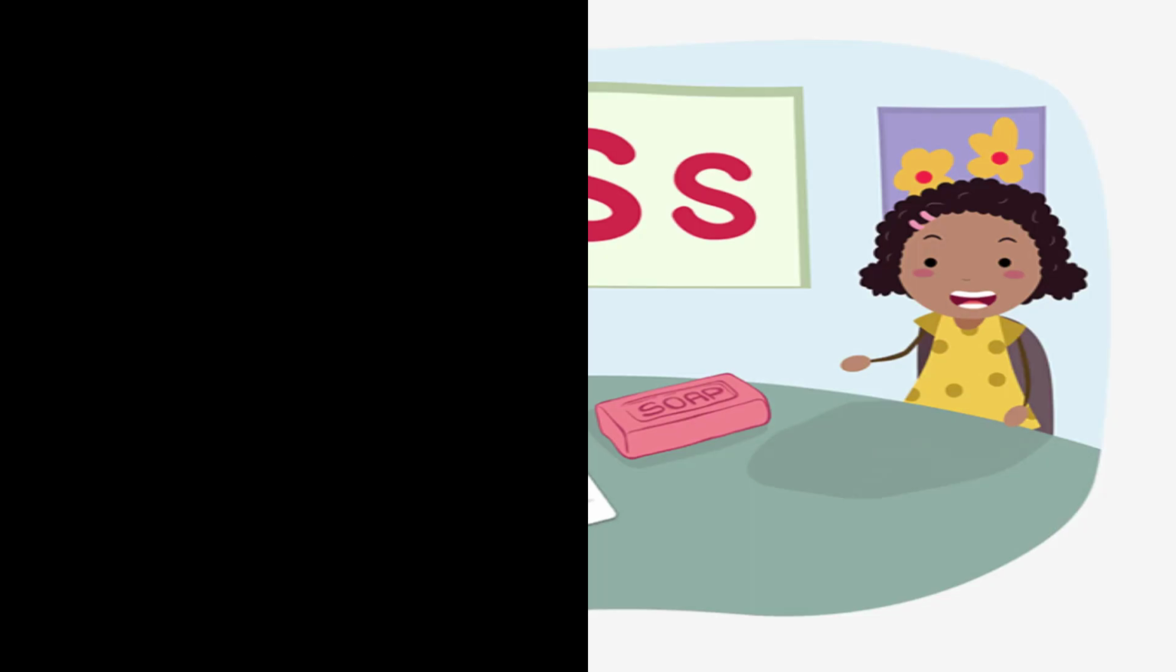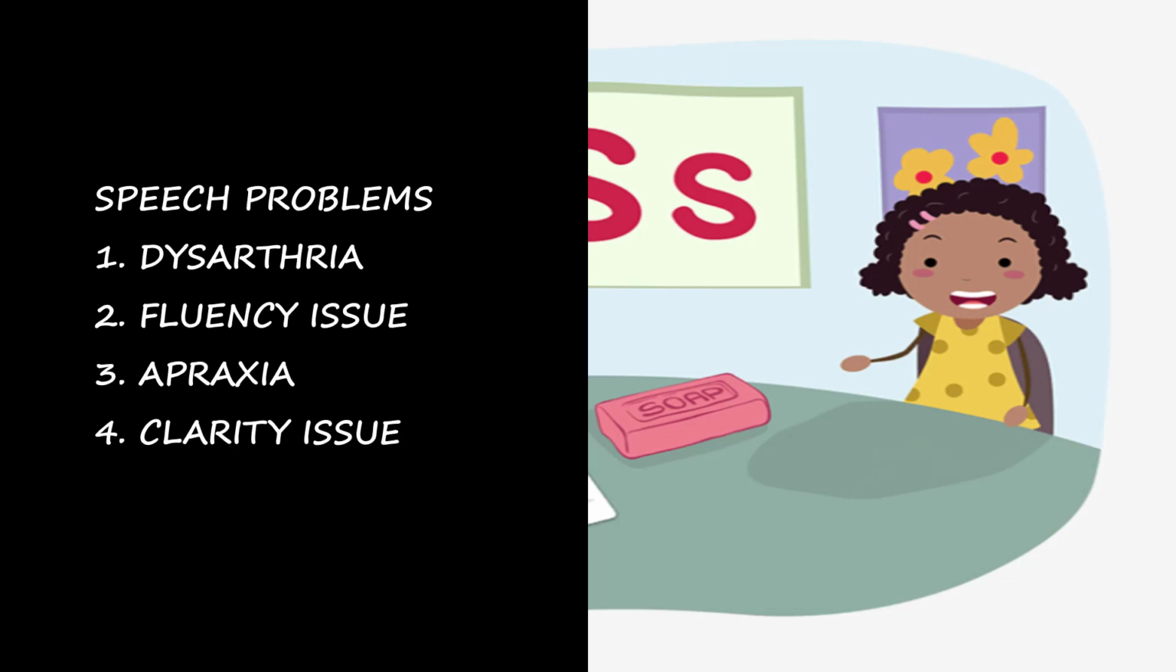The speech problems that can be treated include dysarthria, where there is an articulation problem and the words are not formed clear. There is a problem with fluency of speech, planning of speech, or even when some words are not clear compared to others.